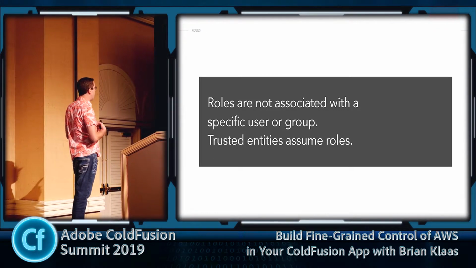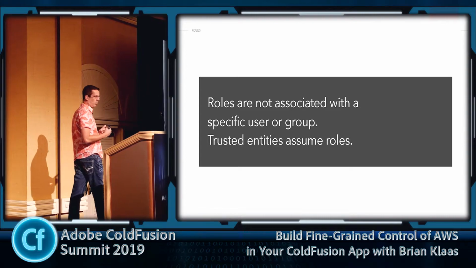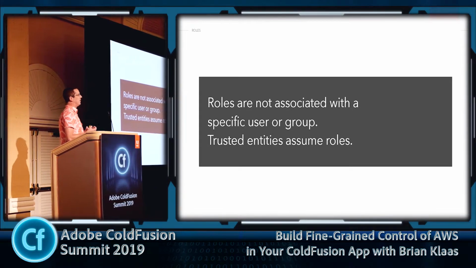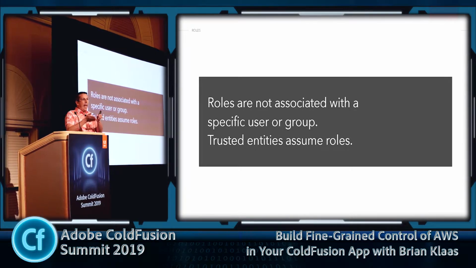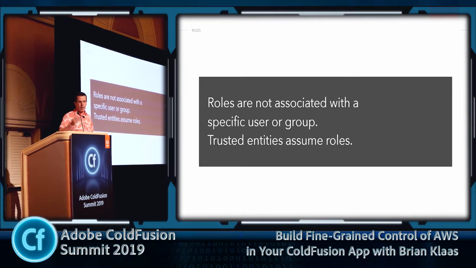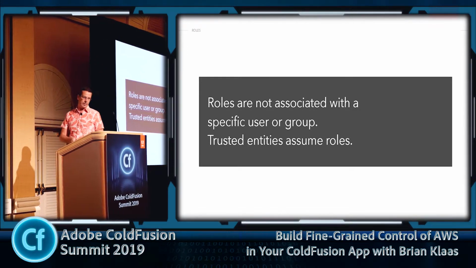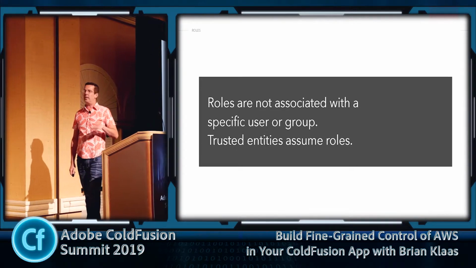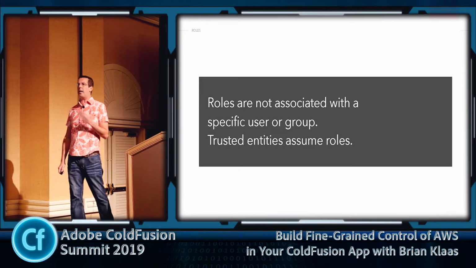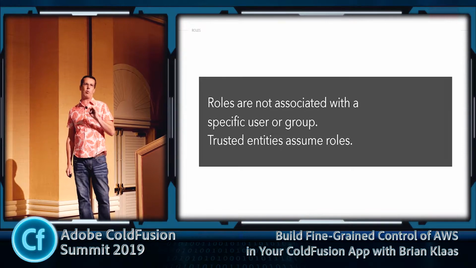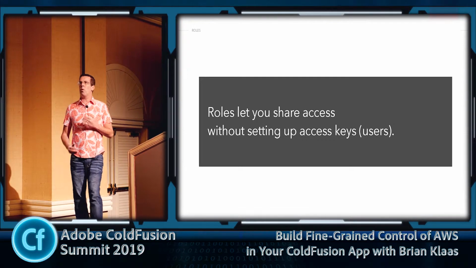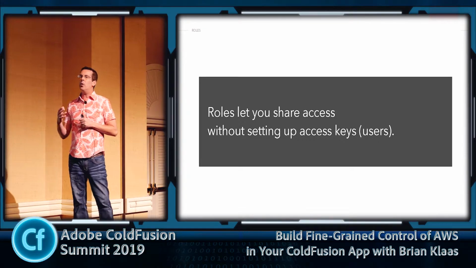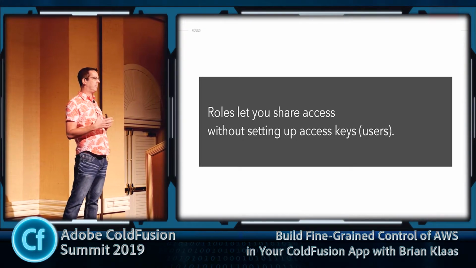So roles are not associated with a specific user or group. Trusted entities assume roles. And a trusted entity in AWS is a compute instance. It is your EC2 server, for those of you who are using EC2. Or it is the Lambda service itself. They're not individual users, they're not individual groups, they are things that are established and controlled almost entirely by AWS itself. And what's great about roles is they allow you to share access without setting up access keys, meaning users.